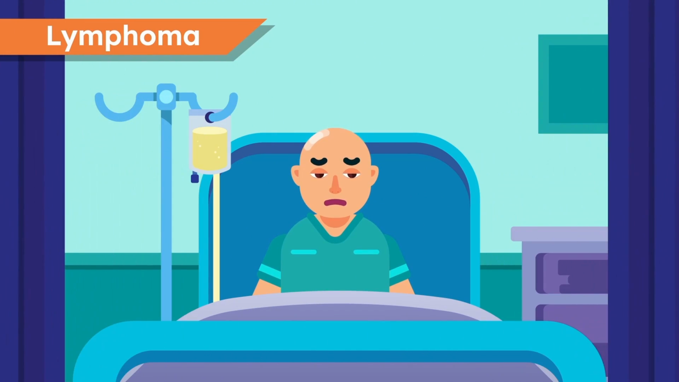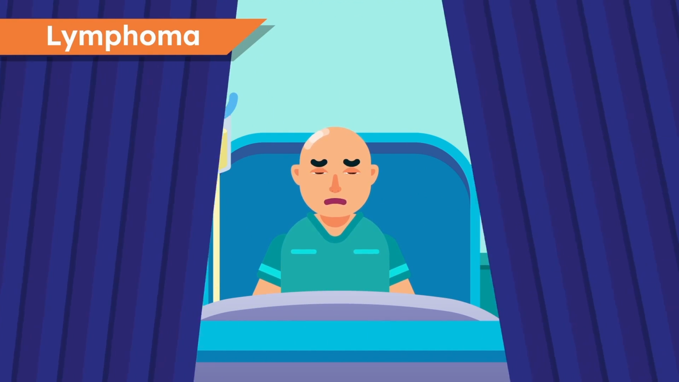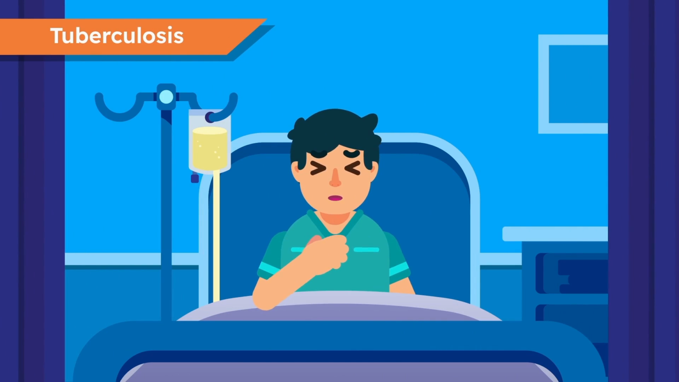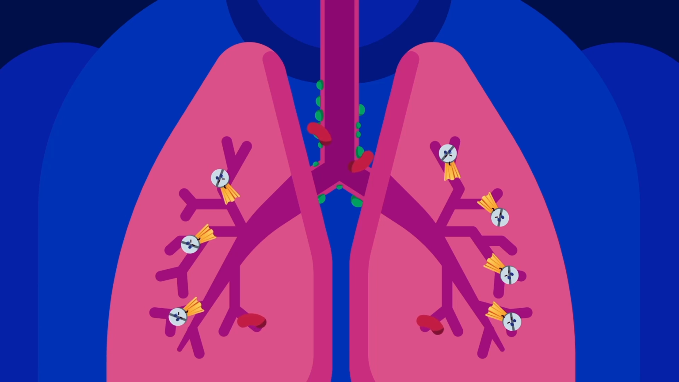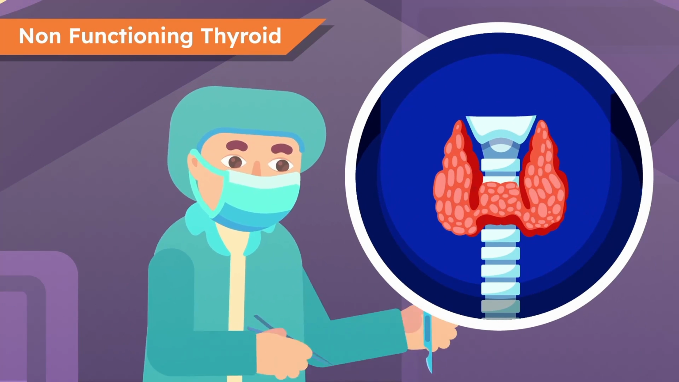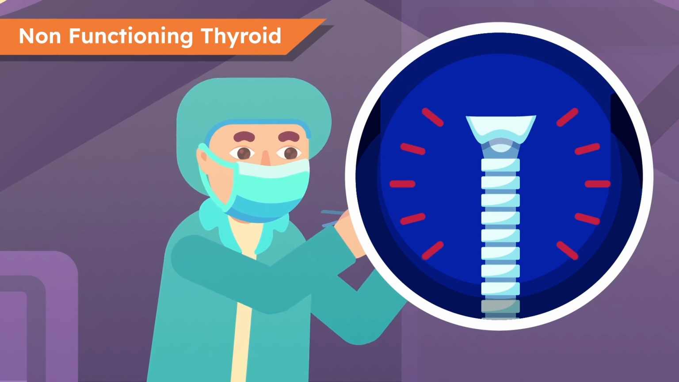Lymphoma would require chemotherapy after its proper grading. Tuberculosis would require anti-tuberculosis therapy, which is a prolonged course of certain antibiotics. Non-functioning thyroid masses may require thyroidectomy.